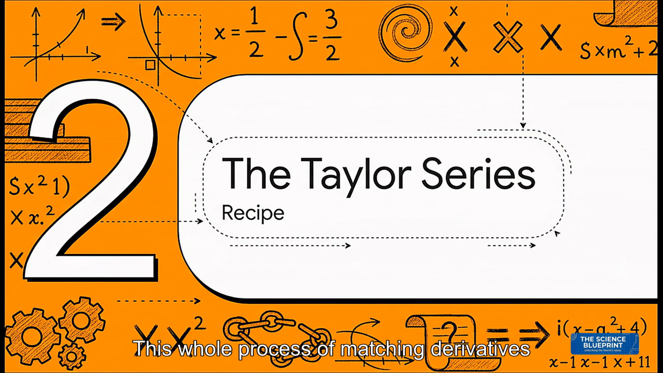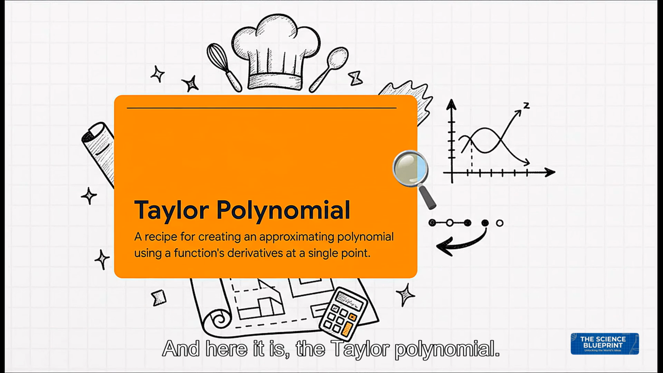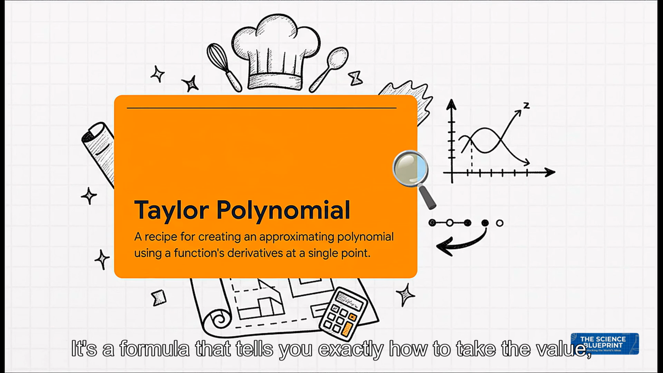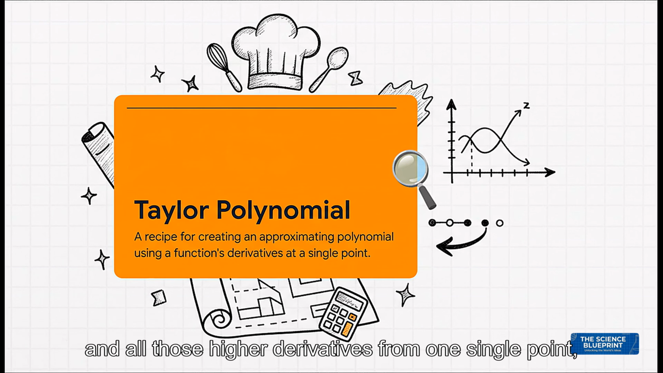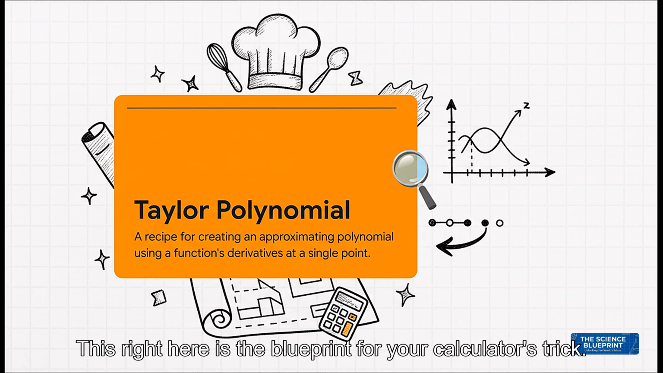This whole process of matching derivatives isn't just some random idea, right? It has a formal name and a very specific recipe that mathematicians have perfected over the years. And that brings us to our next section. And here it is, the Taylor Polynomial. This is the master recipe. It's a formula that tells you exactly how to take the value, the slope, the curvature, and all those higher derivatives from one single point and then combine them perfectly to build the best possible approximating polynomial. This right here is the blueprint for your calculator's trick.